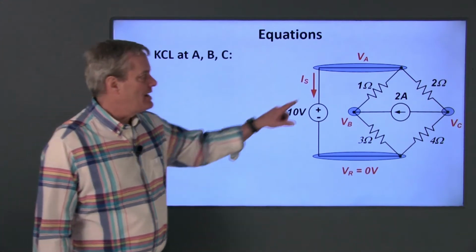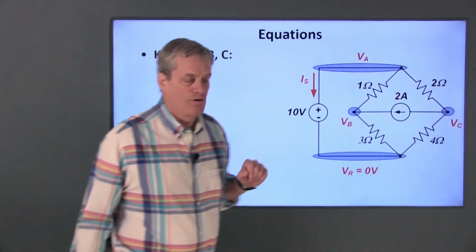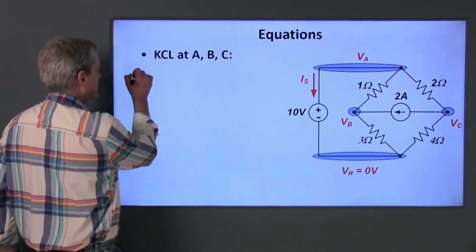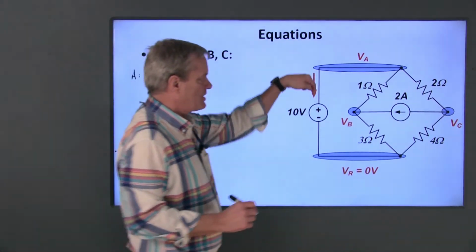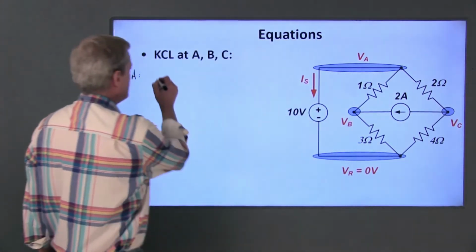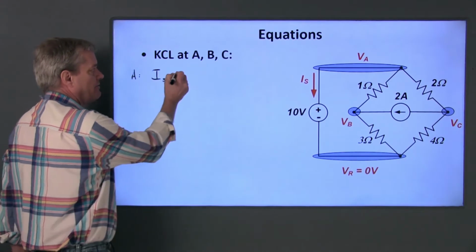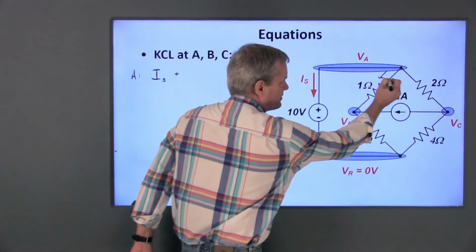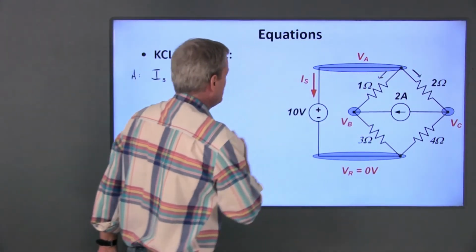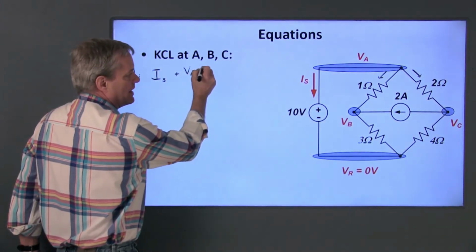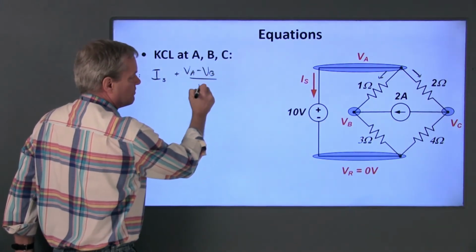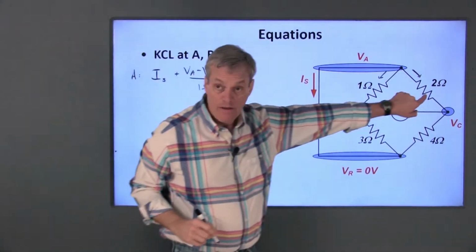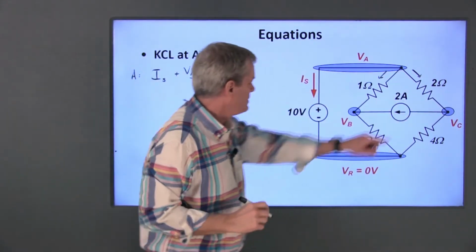Now I'll write KCL at these 3 independent nodes. At A, summing currents leaving the node, IS is assumed to be leaving, so I have a positive IS plus this current plus this current. This current is VA minus VB over 1 ohm plus this current is VA minus VC over 2 ohms.